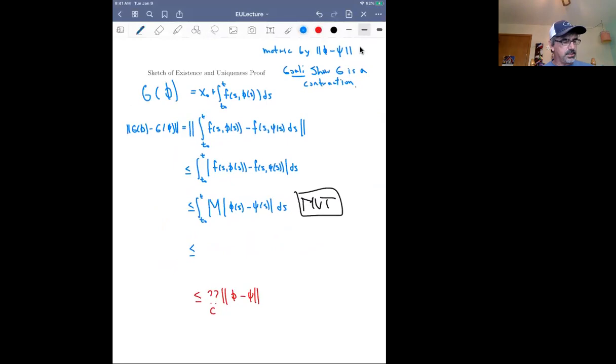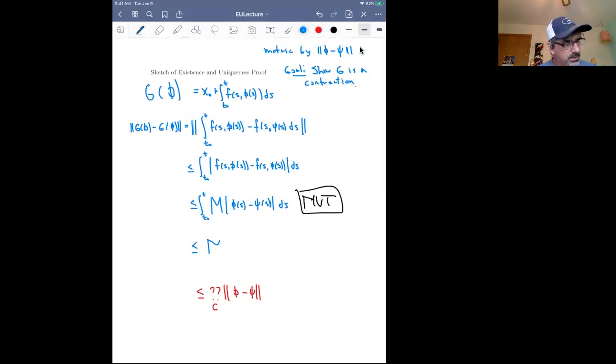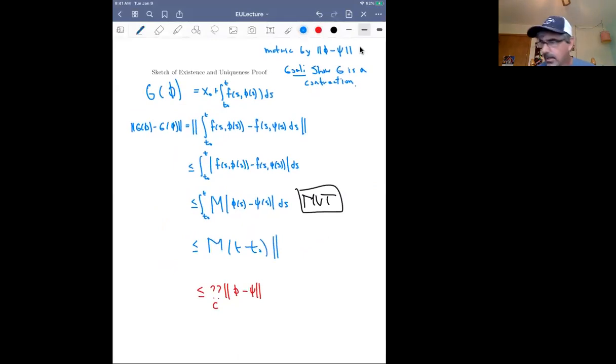So this now is less than or equal to M, and notice that made the integral sign go away, M times the width, which in this case is t minus t0, times the maximum height. For us, that turns out to be the magnitude that we get from our norm, the hand-wavy business of phi of s ds. That's what I called M in that last thing.